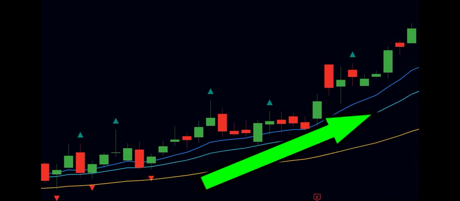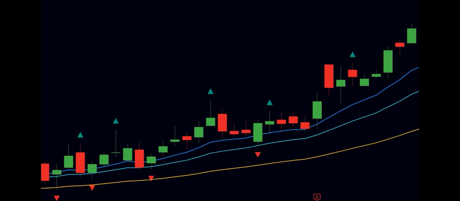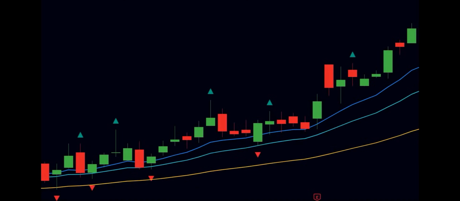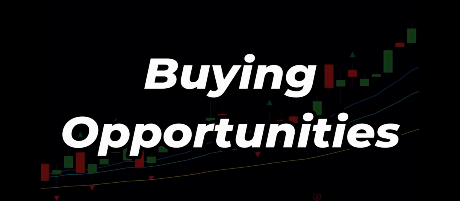In a strong uptrend we see that the price trades above all the 3 EMAs. The 10 EMA is above the 20 EMA, and the 20 EMA is above the 50 EMA. So the price is trading above the EMAs, and the EMAs are sequentially lined up. We also want all the EMAs to be sloped upwards. This is a strong uptrend. In an uptrend we want to look for buying opportunities.